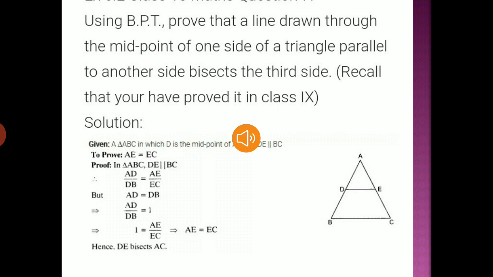And D is the midpoint of AB line. Therefore, AD is equal to BD. You can write AD by DB as 1. Then 1 is equal to AE by EC. It implies AE is equal to EC. Hence, E is the midpoint of AC.